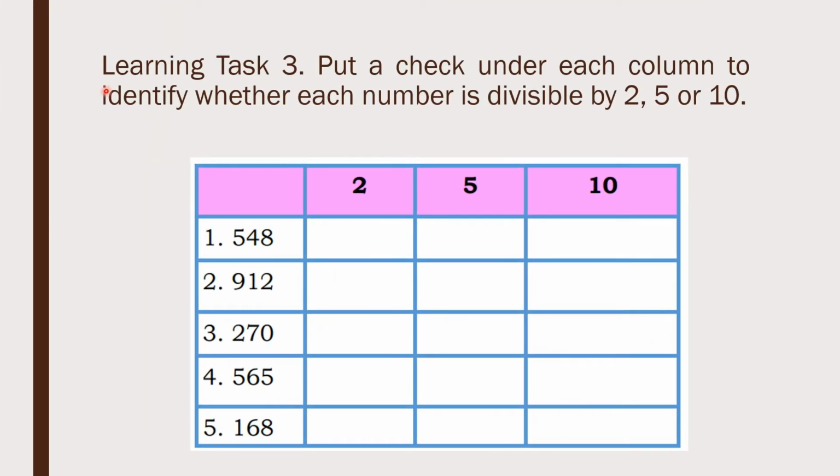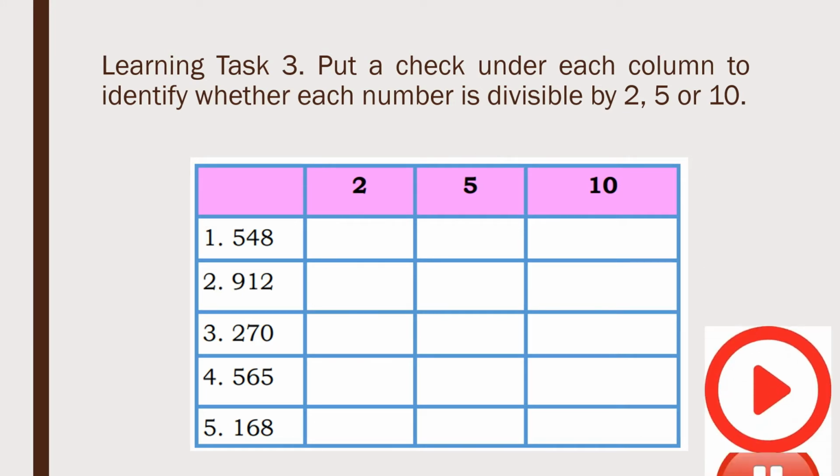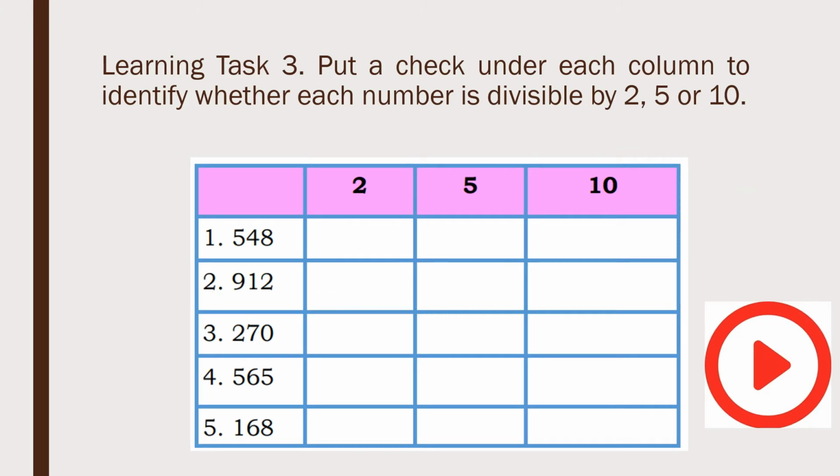Okay, so let us proceed for the last learning task. Learning task 3. Check under each column to identify whether each number is divisible by 2, 5, or 10. So it is very easy. You are going to check if the number is divisible by 2, 5, or 10. If the number is divisible by both 2 and 5, so you can check both. So again, you can pause the video to answer the learning task, then resume it to identify or to find out if your answers are correct.